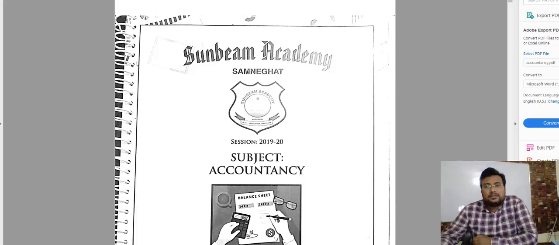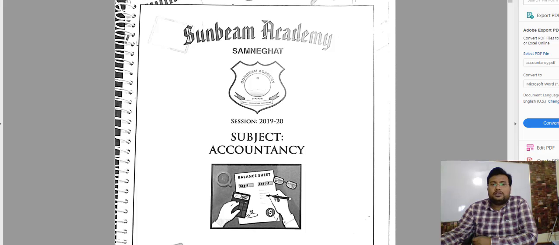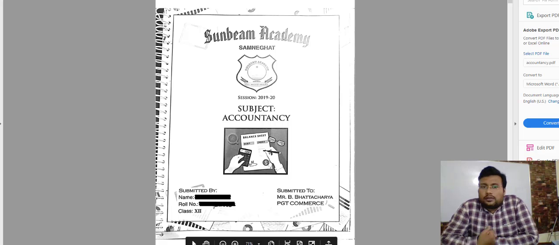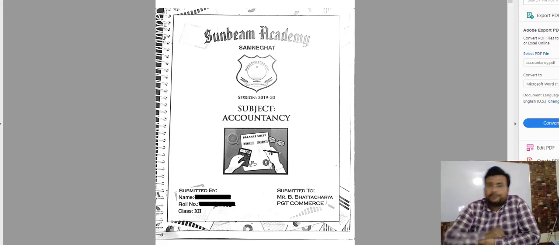So please see carefully. The first page of the accountancy project will be the spiral one, where you write your school name, logo, your subject, your name, your roll number. Bacha, very important: please don't write down your roll number here. The board roll number will be written at this place, along with your class and the submitted-to teacher's name.